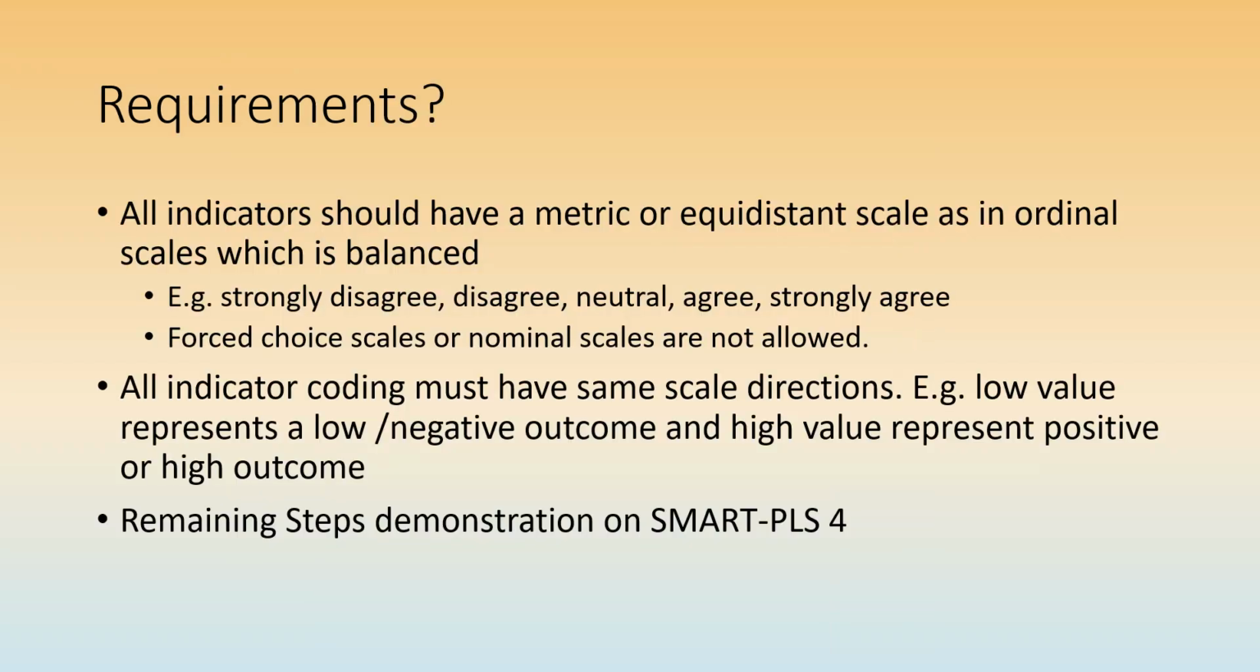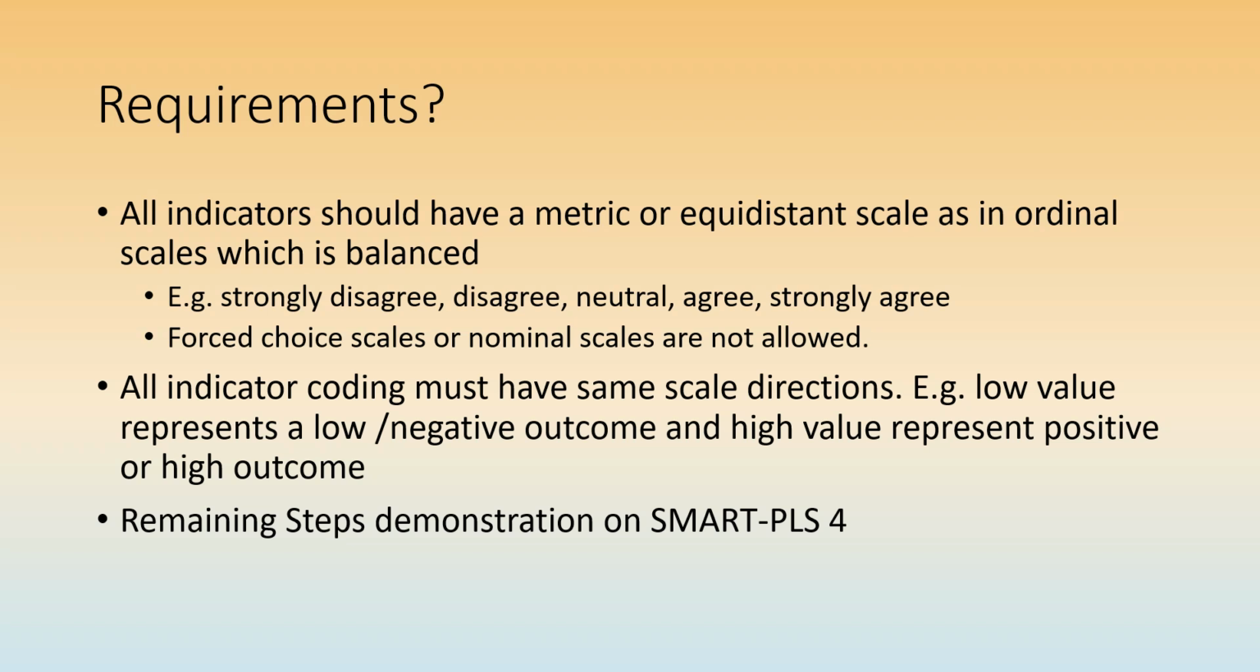What are the requirements of the data when we are doing IPMA? First of all, indicators should have a metric or equidistant scale, or an ordinal scale which is balanced, like a Likert scale: strongly disagree, disagree, neutral, agree, strongly agree. This is a balanced scale. So if we have a 5 point or 7 point Likert scale, it is okay. But if we have a forced choice scale, which means we do not have a central point like neither agree nor disagree or neutral, or we have nominal scales like gender, which does not have a ranking order, these are not allowed, or we have to skip those particular constructs which have these scales.